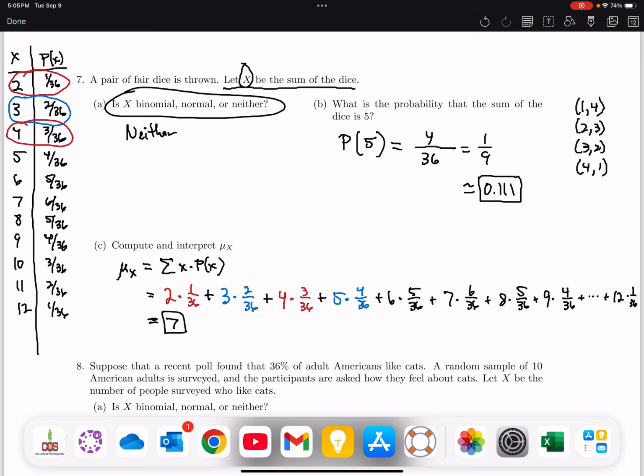But anyway, this is the long way to do it, and that's the only way to do it in this case, because X is none of our special distributions. We were asked to interpret mu sub x, so the interpretation would be that we expect to roll a 7. If we roll a pair of fair dice, we expect the sum of the dice to be 7.